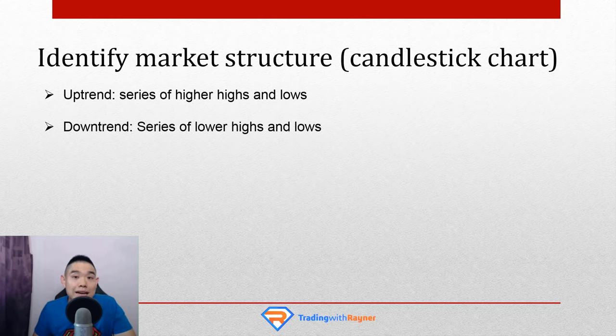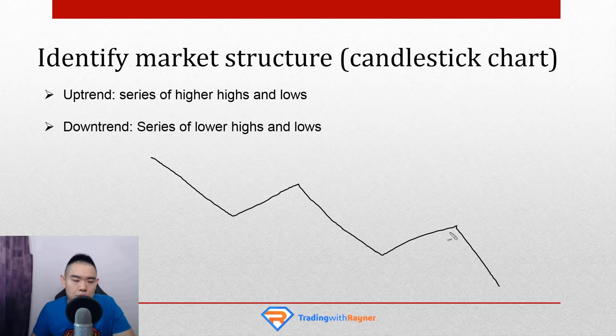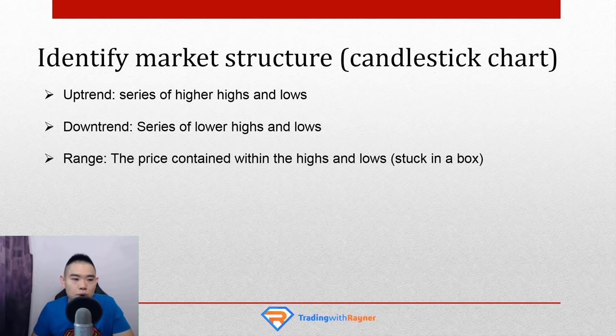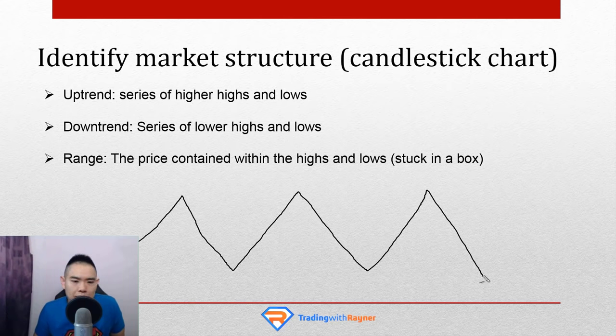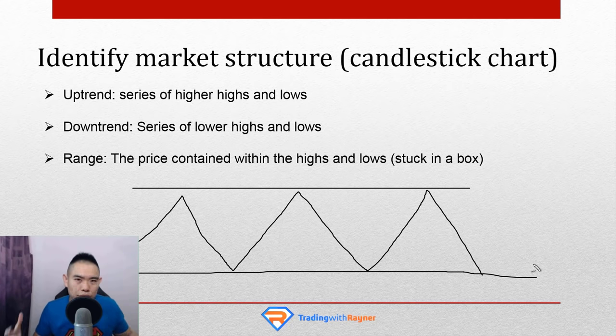So this is what we call an uptrend. Next, we have what we call a downtrend. This is, in essence, the opposite. The price is heading lower over time. It heads down, makes a pullback, heads down lower, makes a pullback, heads down lower. Looking at the big picture, you see a series of lower highs and lower lows. And finally, we have what we call a range market. This is where the price is contained between the highs and the lows, kind of like getting stuck in a box. Price goes up, comes back down, goes up, comes back down, goes up, comes back down. You can see that it's stuck between these highs and these lows. This is what we call a range market.